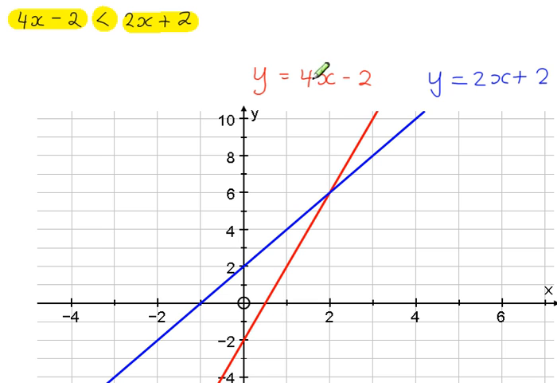So the red line is below the blue line for values of x which are less than 2. So from this point to the left, the red line is below the blue line.